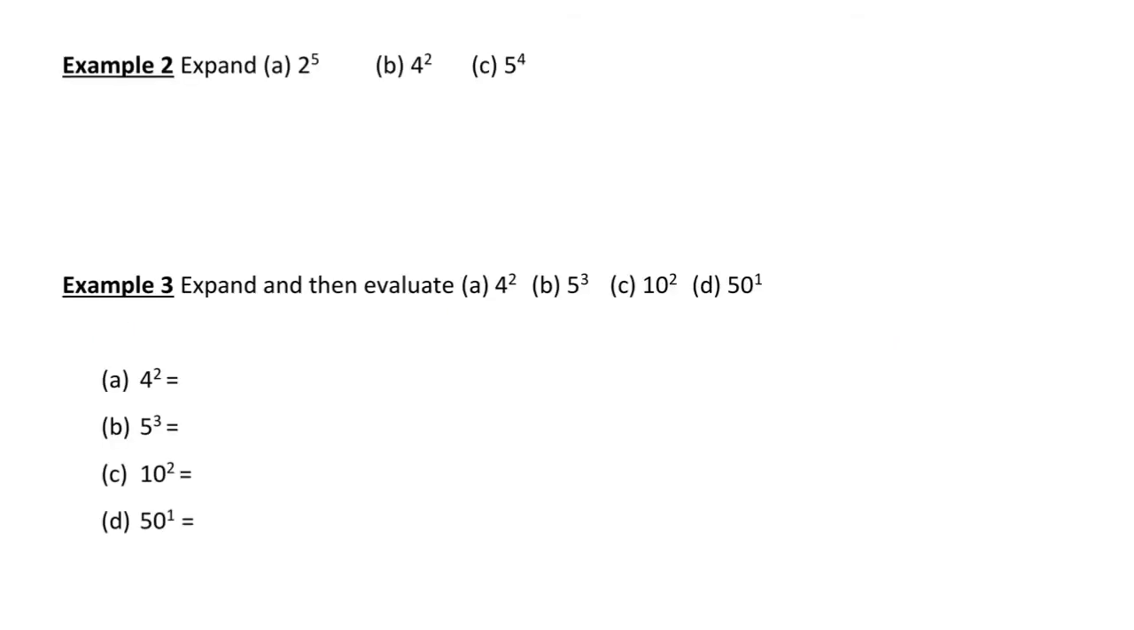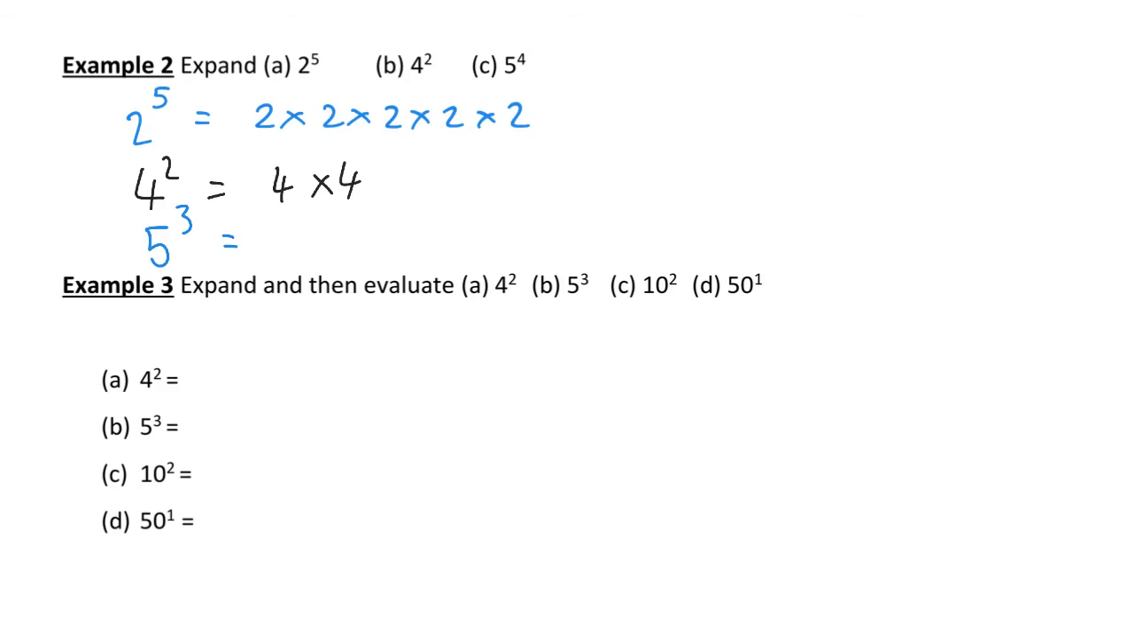Example 2, expand. Expand just means we're going to write it out in full. So if we have 2 to the power of 5, that's going to be 2 times 2 times 2 times 2 times 2. And there's 1, 2, 3, 4, 5 of them. Part B is 4 to the power of 2, so that's going to be 4 multiplied by 4. And then 5 to the power of 3 is going to be 5 multiplied by 5 multiplied by 5.